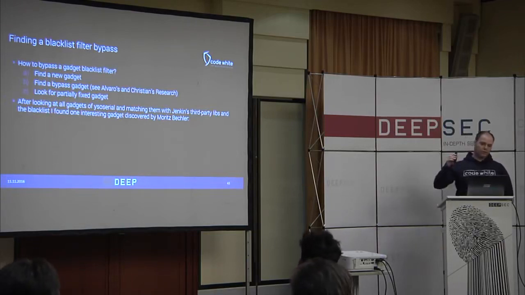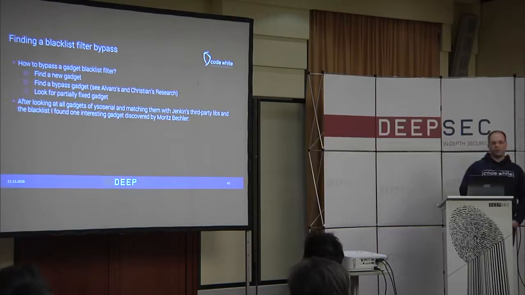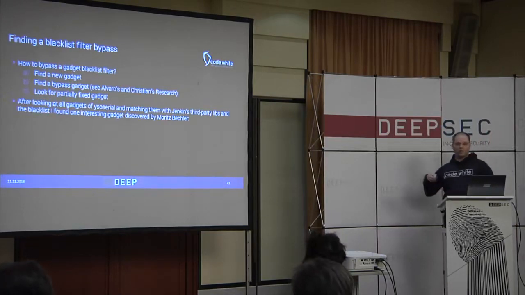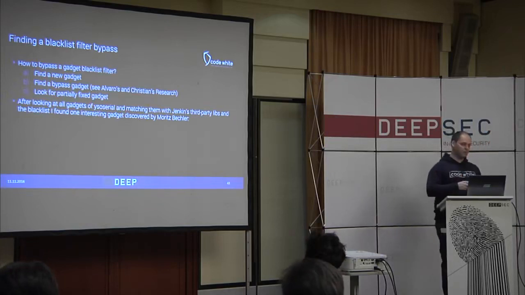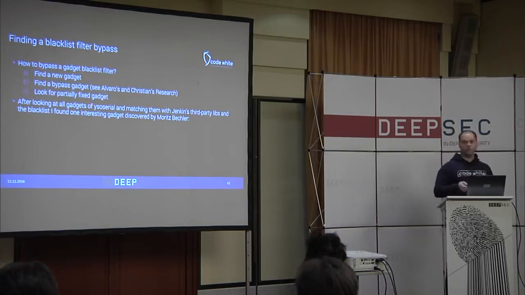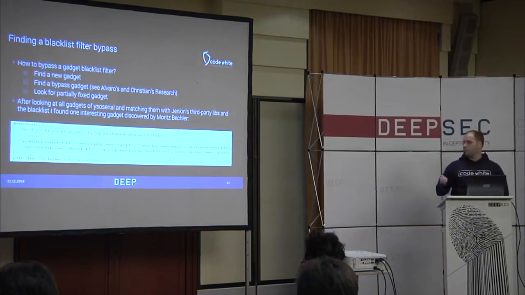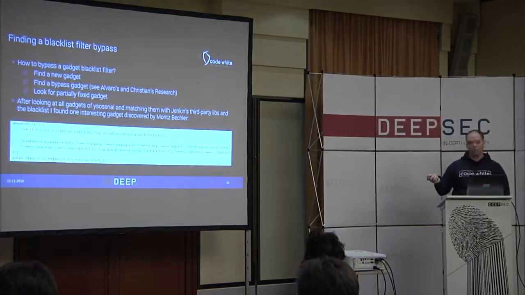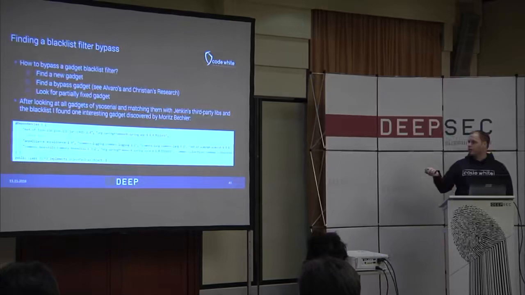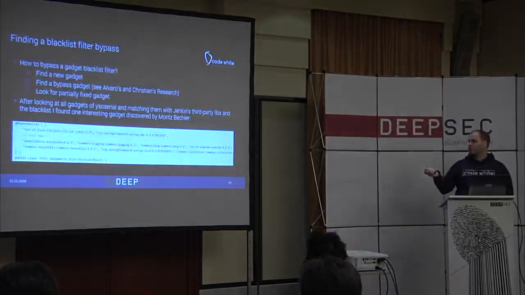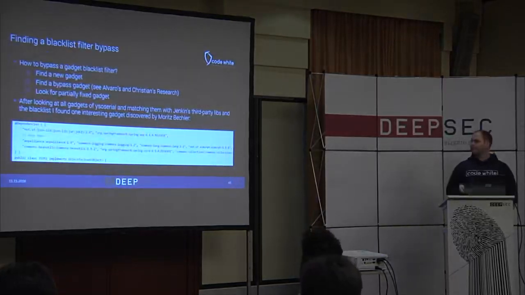So I looked at all the gadgets which currently ysoserial supports. I looked at all the third-party libraries Jenkins was using, and I also looked at the blacklist and tried to figure out what is blocked and what not. And one of the gadgets I really found interesting was the JSON1 gadget. It makes use of the net.sf.json library, and it has a dependency to the Spring framework, which is bad because this is in the blacklist.